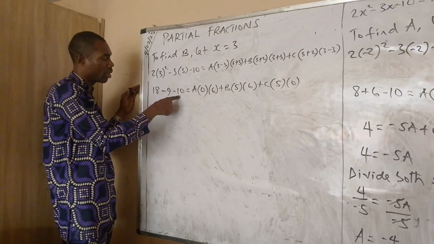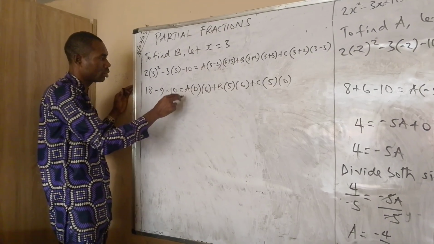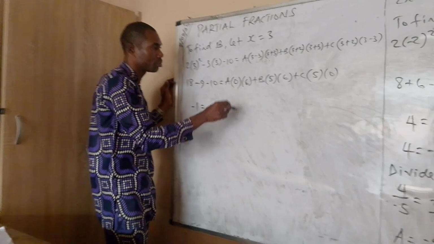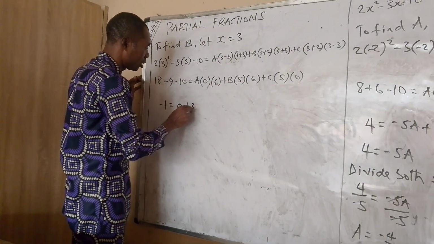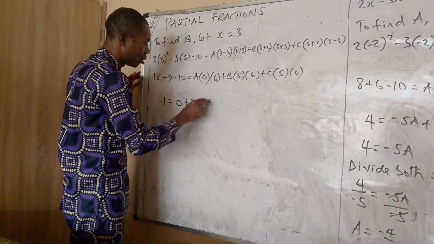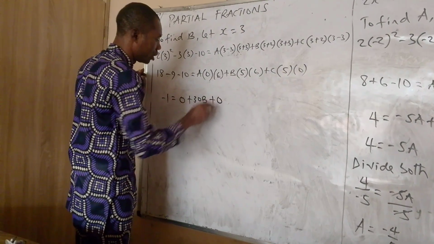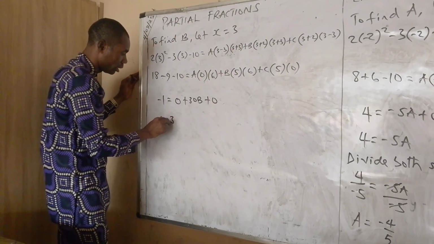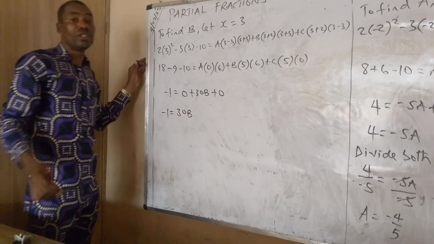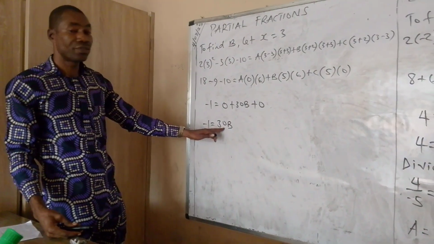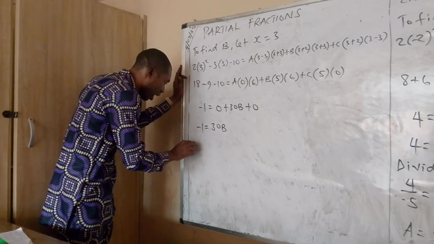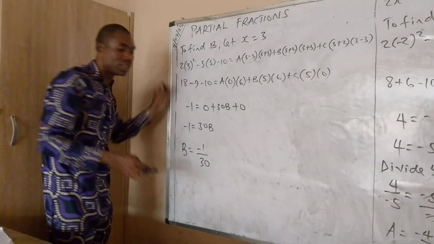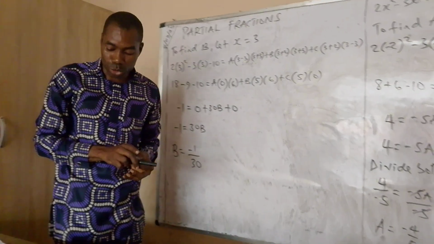Okay, 9 minus 3 is minus 1, equals 0 times 6 is 0, times A, 0, plus 5 times 6, 30, times B, 30B, plus everything here will give me 0. Now this will give me minus A equals 30B. Then want to find B. Divide both sides by 30. If we do that, our B is going to be minus 1 over 30. That's our B. So we have found B.